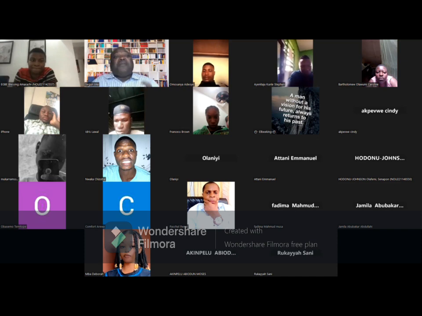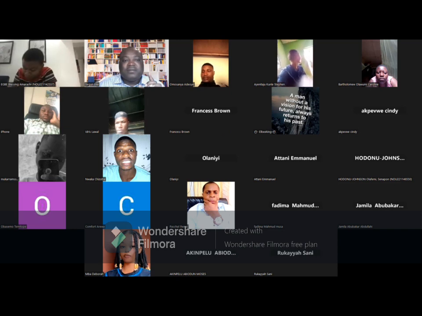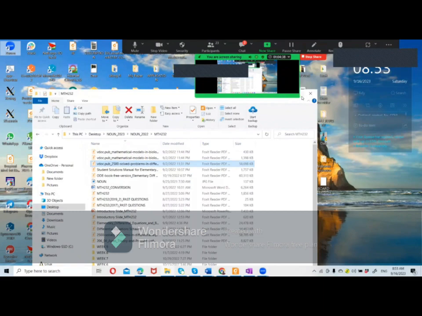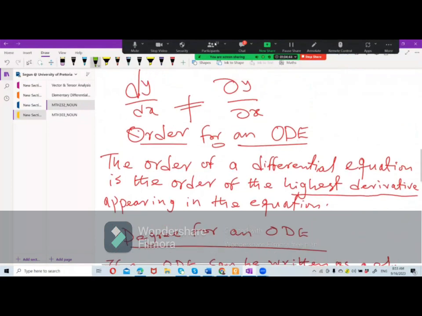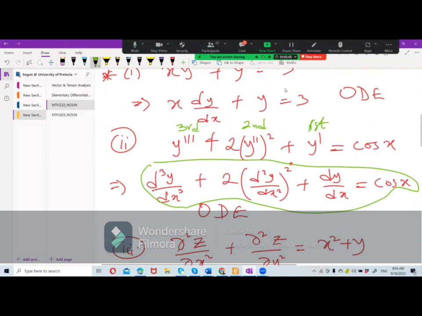Let's go back to the definition. From the definition, we'll be able to see. Just make sure you master the definition and you'll be able to identify. The first definition says what? Can somebody read it for us? Yes, please go ahead. The order of a differential equation is the order of the highest derivative appearing in the equation. Now, you need to first of all know the highest derivative. What is a derivative? If you don't know the derivative, you will lose.